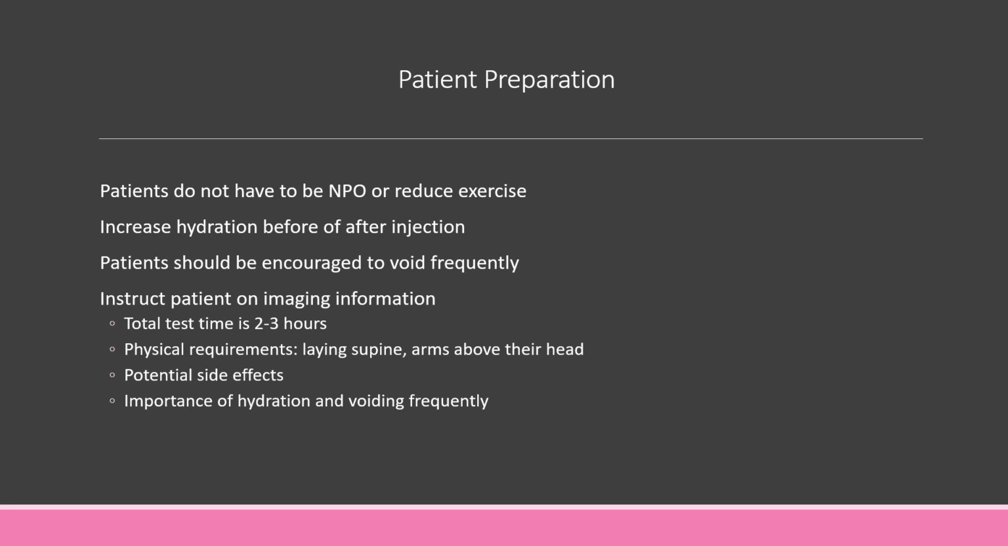Other than withholding the hormonal therapy, patient prep is fairly easy for an FES study. Patients do not have to be NPO. They don't have to reduce exercise. You don't need to take their blood sugar before starting. They don't have to follow a special diet. None of those things that need to be done for FDG imaging. It is encouraged that patients should increase their hydration before and after injection, and they should be encouraged to void frequently. We don't want a lot of activity or urine in the bladder when we image them.